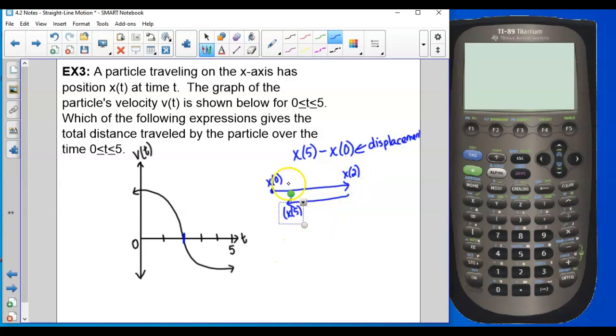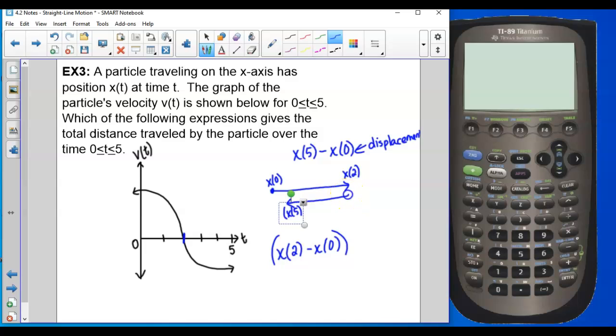So when I'm thinking about this, I'm going to the right. So x of 2 is greater than x of 0. So I would say x of 2 minus x of 0. That gives me how far I traveled while moving to the right.